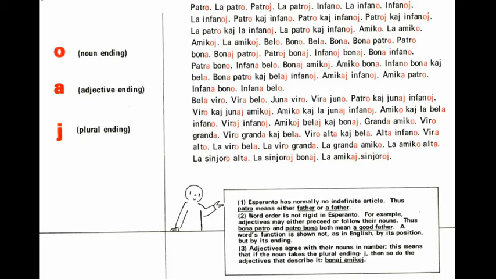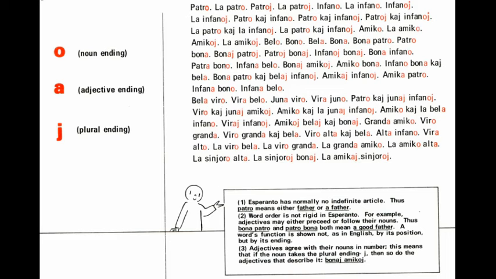Bella viro, a handsome man. Vira bello, manly beauty. Iuna viro, a young man. Vira iuno, virile youth. Patro kai iunai infanoi, a father and young children. Viro kai iunai amicoi, a man and young friends.